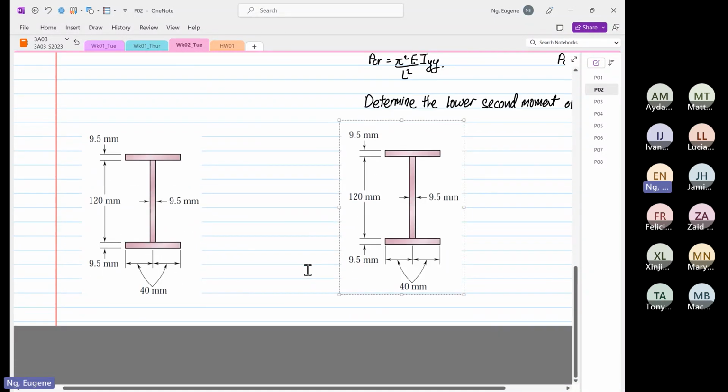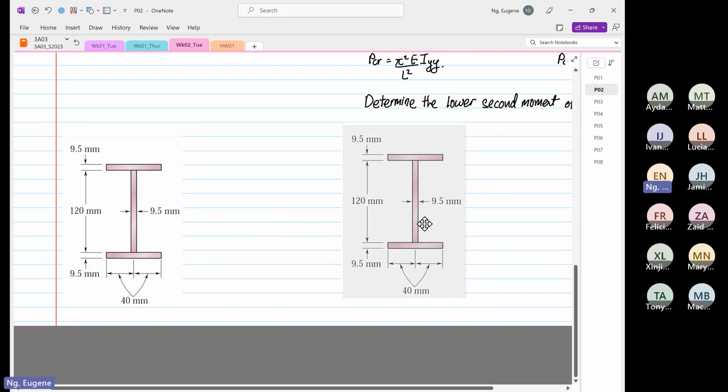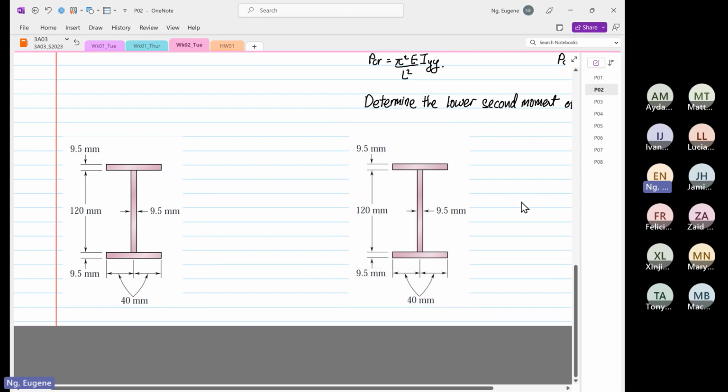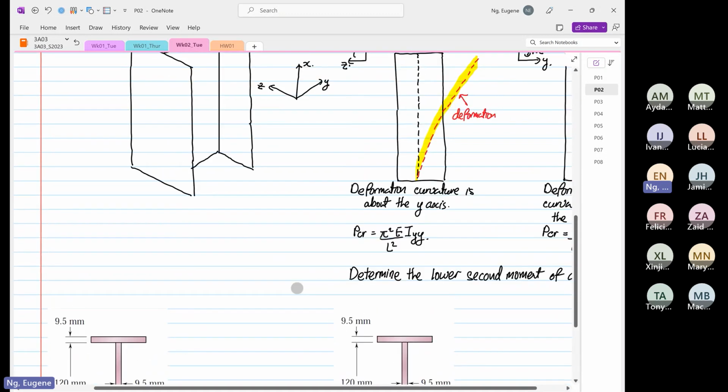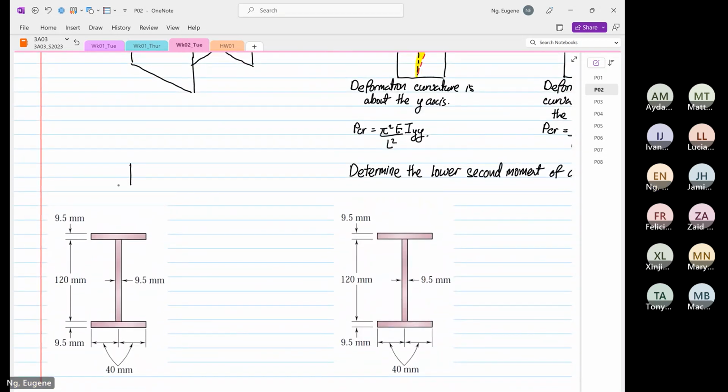And this is important because later on in this course, we are going to do compound loading, so loading in three different axes. You have to know how to determine IYY and IZZ. So let me put in the transformation first. This is Y and this is Z. And over here, the same: this is Y and this is Z.